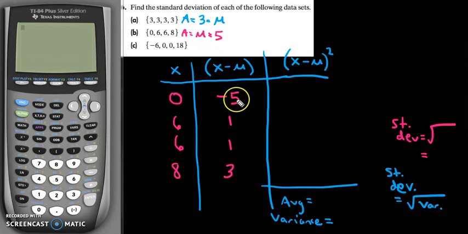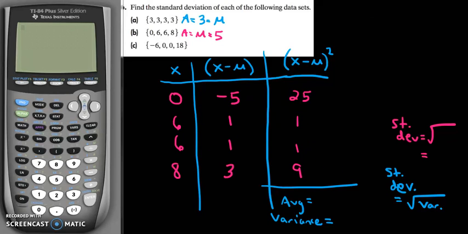This one is 5 below the average, because if you have a score of 0 and the average was 5, you're 5 below that. This one's 3 above the average, and these two are 1 above the average. Okay, so now I need to square all these numbers. So negative 5 squared makes it positive 25. 1 times 1 is 1, 1 squared, and 3 squared is 9.